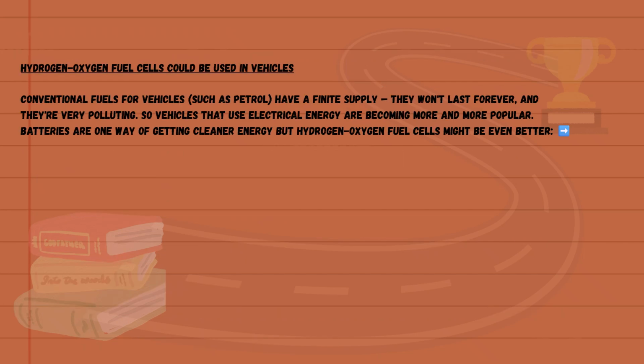Hydrogen-oxygen fuel cells could be used in vehicles. Conventional fuels for vehicles, such as petrol, have finite supply, meaning that they won't last forever, and they're very polluting. So vehicles that use electrical energy are becoming more and more popular. Batteries are one way of getting cleaner energy, but hydrogen-oxygen fuel cells might be even better.